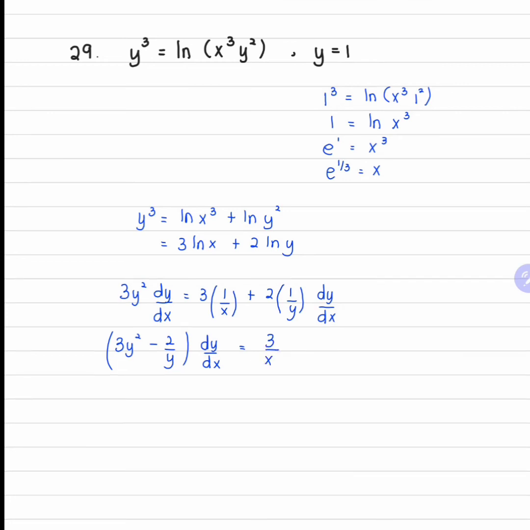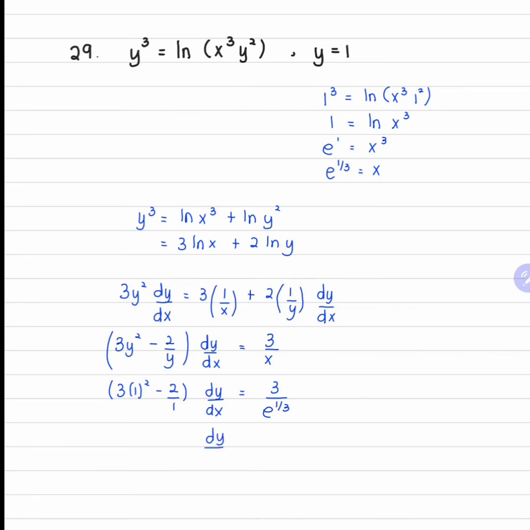Okay, we have y equals to 1 and x equals to e power of 1 over 3. So saya sub masuk 3 times 1 minus 2 over 1 dy dx equals to 3 over e power of 1 over 3. Okay, solve this one. 3 minus 2, we get 1. So dy dx equals to 3 over e power of 1 over 3.